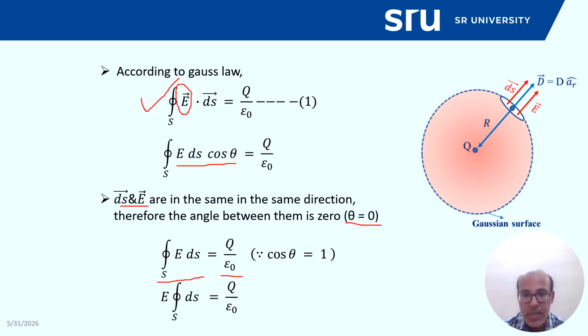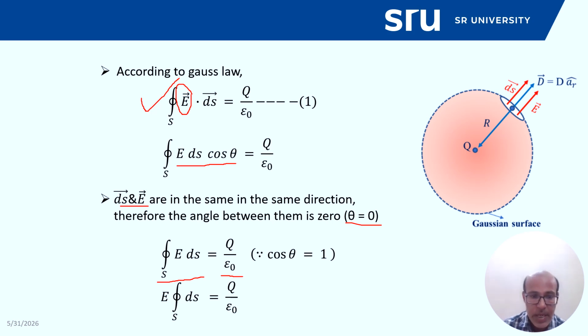Because charge is constant, the electric field due to the charge is also constant. E comes outside the integral ds. So what is this ds? The elemental surface that we have considered on this spherical Gaussian surface. So one should remember that the integral over the spherical Gaussian surface is equal to q by epsilon naught.